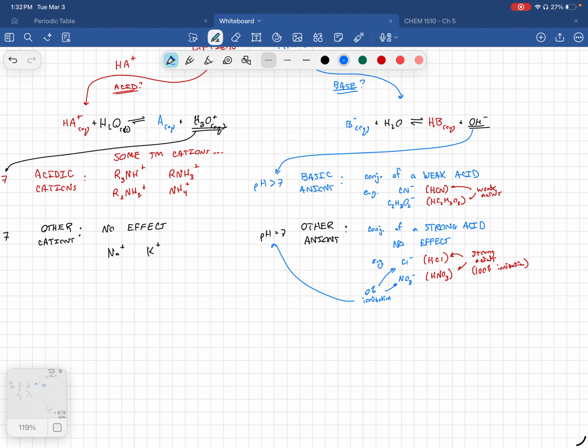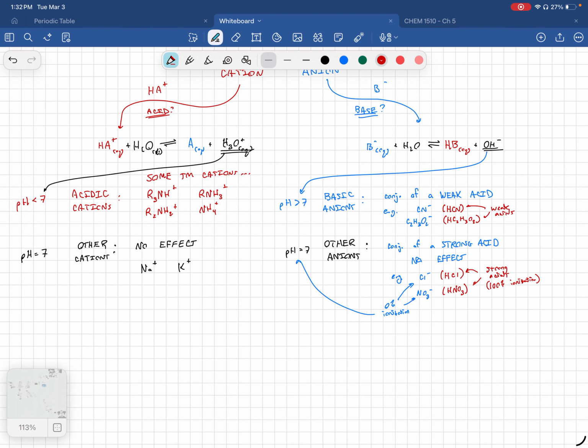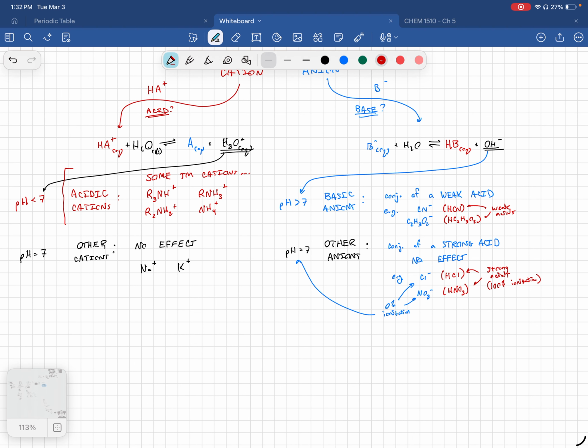Okay, so here is the thing to remember for these. You look at the cation. If it is an ammonium-based cation, that cation is going to make the pH of this solution less than 7, because that cation will independently react with water to reform its base form.